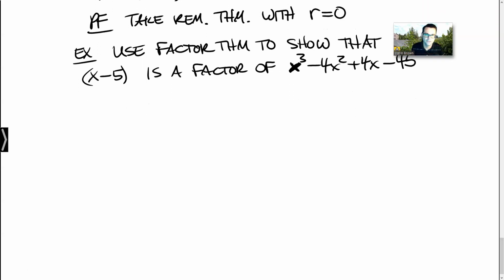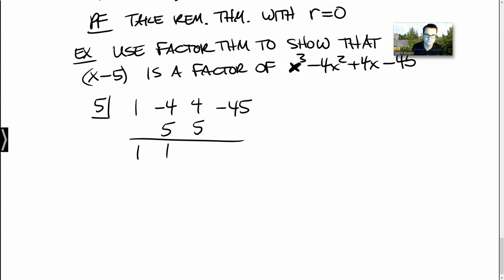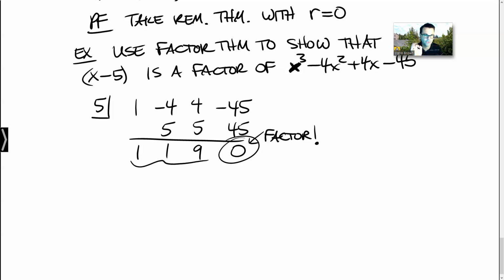So the way we do this is 5 goes in the corner. Then 1, minus 4, 4, minus 45. So I use synthetic division. 1 times 5 is 5, adds to minus 4 to give 1, times 5 is 5, adds to 4 to give 9, times 5 is 45, adds to minus 45 to give 0. As soon as I get 0 there, that's what I'm looking for. When you're doing these factoring problems in the next couple of sections, you synthetically divide, and you're looking to get 0 in that last spot. Now, what does this mean the quotient is? It's x squared plus x plus 9.